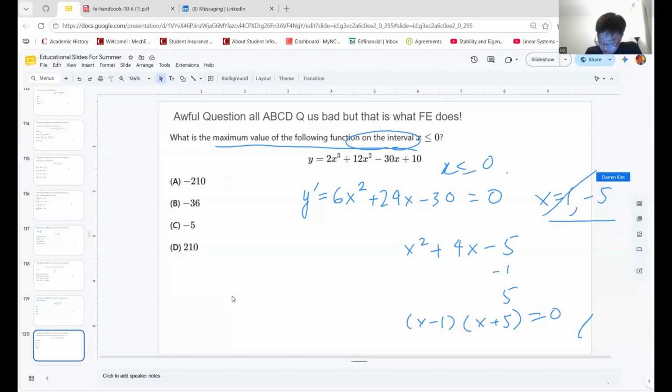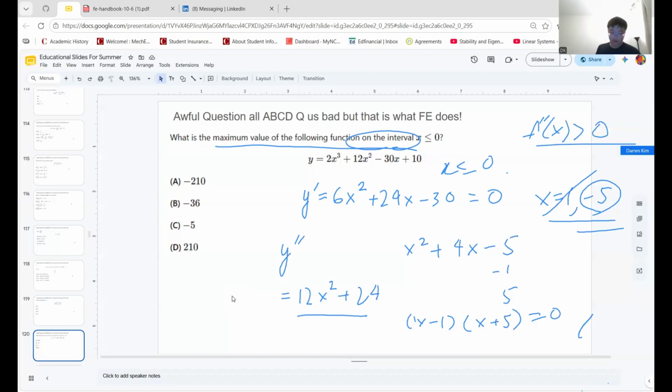Since 1 is out, it's going to be negative 5, and since we know that there's only one critical point, we can just guess that it's going to be negative 5. We don't have to go to a second derivative. But if we were to get a second derivative, it'll be 12x squared plus 24, and negative 5 would give a positive. And if f double prime of x is positive, then we found a max, is what it's saying, which is not true.